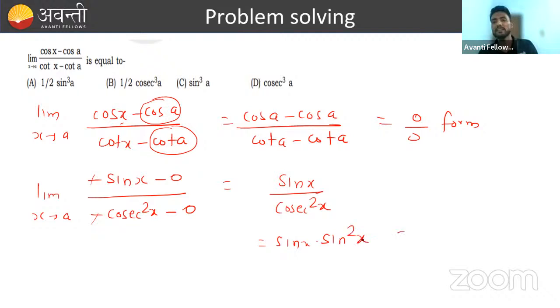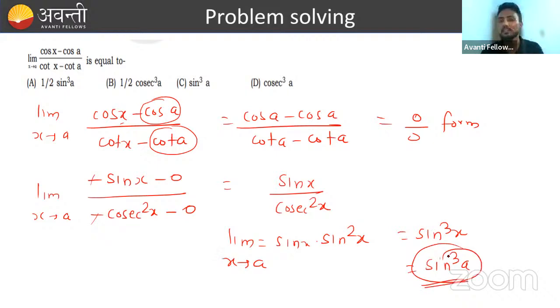And now what we have to do? We have to just put the limit of a. After putting the limit, we will get sin cube a. So this is your correct answer, sin cube a. So simple thing: if it is 0 by 0 form, we are differentiating numerator and denominator one time, and we are putting the limit, and every time we are getting a finite value, so that will be your answer. And suppose in some cases, after doing one time, again you will get 0 by 0 form, so you have to do it one more time.